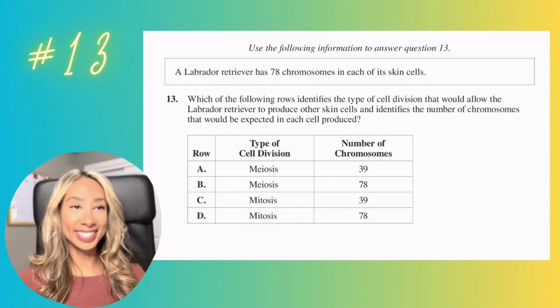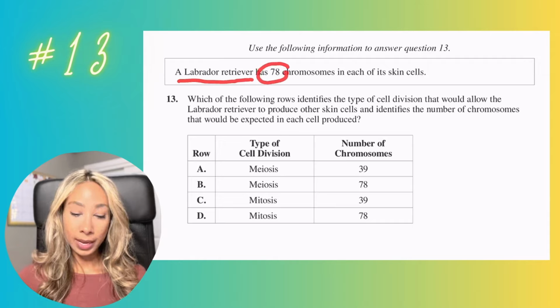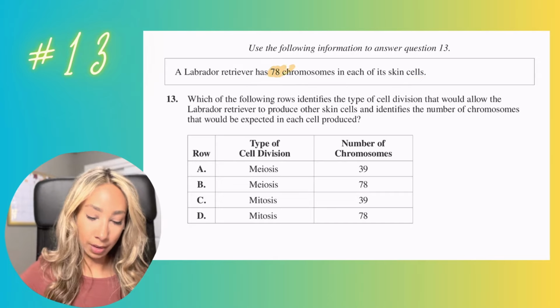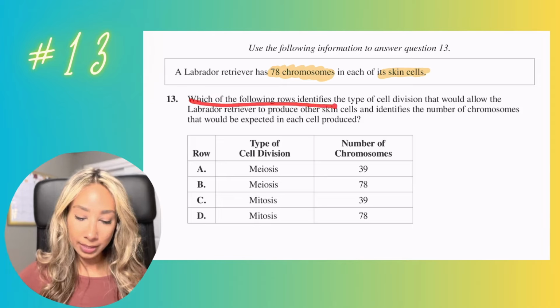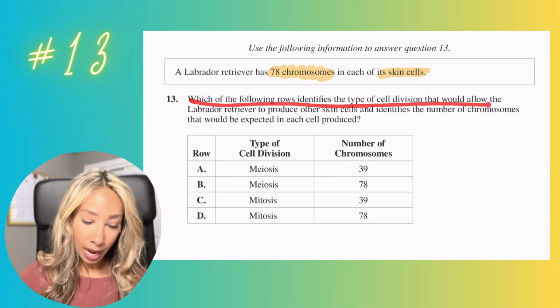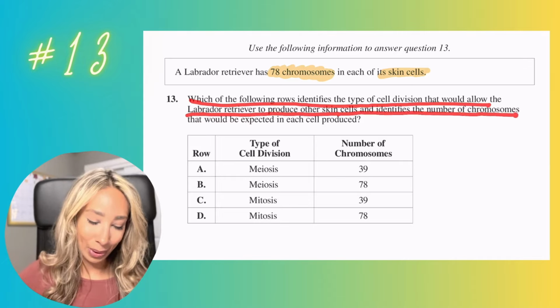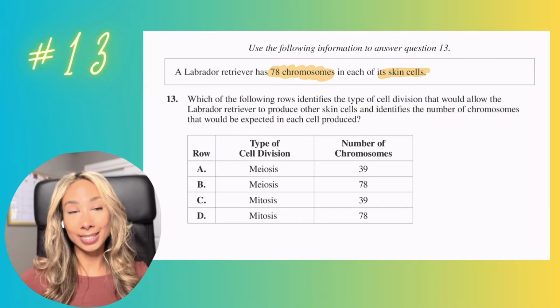Okay, question number 13. A Labrador retriever has 78 chromosomes in each of its skin cells. Okay, so that's important. Now the question says, which of the following rows identifies the type of cell division that would allow the retriever to produce other skin cells, and identifies the number of chromosomes that would be expected to be produced? The key thing with this one is we're looking at skin cells.